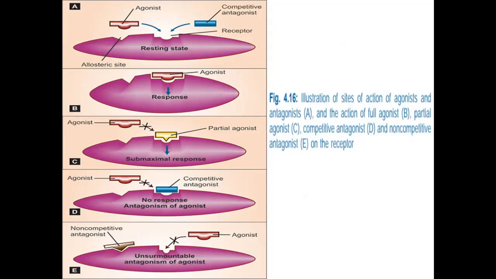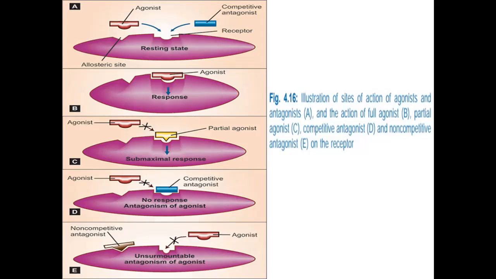action of a full agonist. What is happening? The agonist will come and bind to the receptor site, and thus the action will take place and there is a response. Whereas in the next image, we can see the partial agonist. What is happening is the agonist only partially gets attached to the receptors, and therefore the effect is a submaximal response.